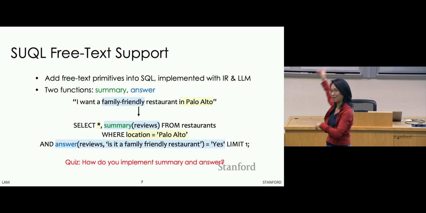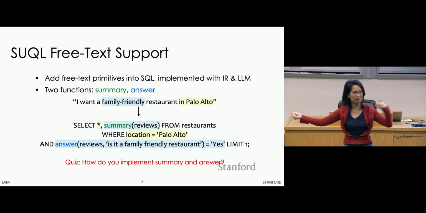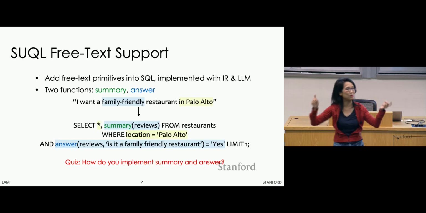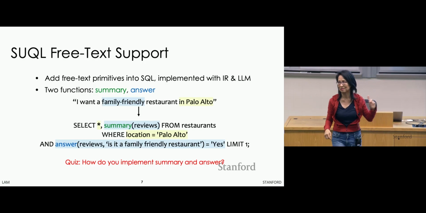This is why at the beginning I said for the SUQL framework, you supply me with free text, I do the index, so that when you ask me a question, I go find it here. I have to use IR for that purpose.